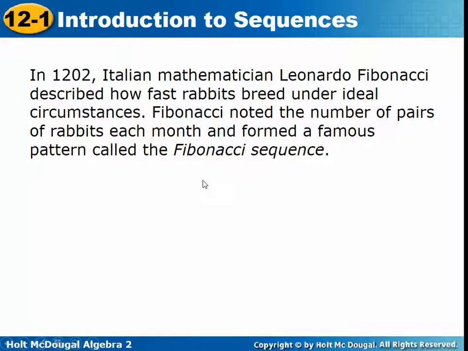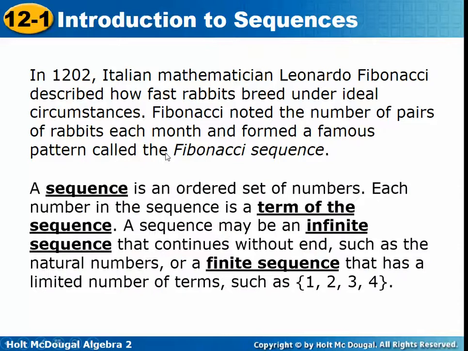So we're going to start with some information about the Fibonacci sequence. In 1202, Italian mathematician Leonardo Fibonacci described how fast rabbits breed under ideal circumstances. He noted the number of pairs of rabbits each month, and he formed a famous pattern called the Fibonacci sequence. So that's just some background about sequences.